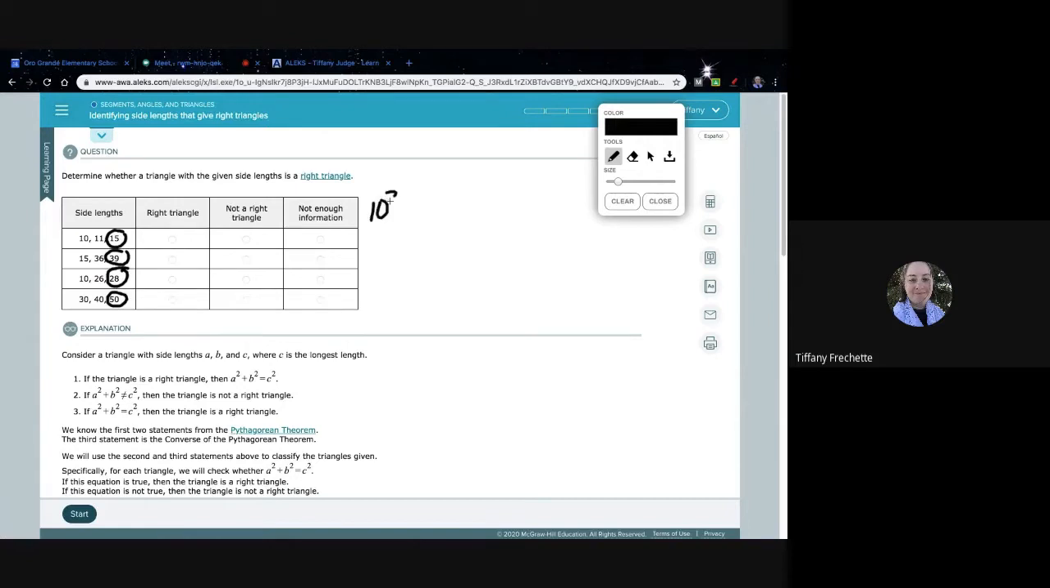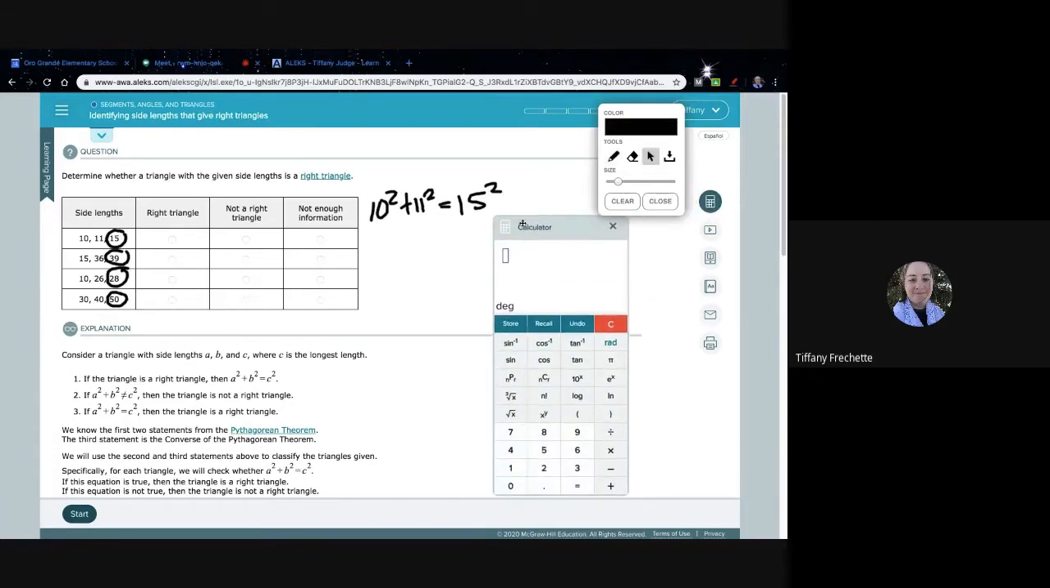So we just need to go 10 squared plus 11 squared. And we need to see, does that equal 15 squared? So we're going to go to our calculator. We type 10, and click this little XY button, then tell it that it's a 2. Then we add 11, and again I hit that little XY button because it gives me the box to put the 2 in. In this case, this calculator doesn't have the squared button for whatever reason. A lot of other calculators have it, but this one just doesn't. So let's go equals.